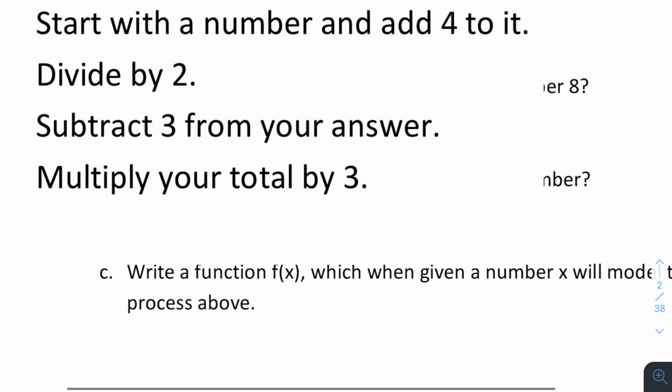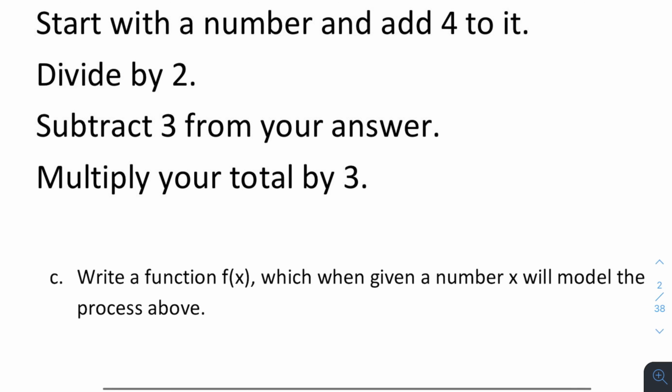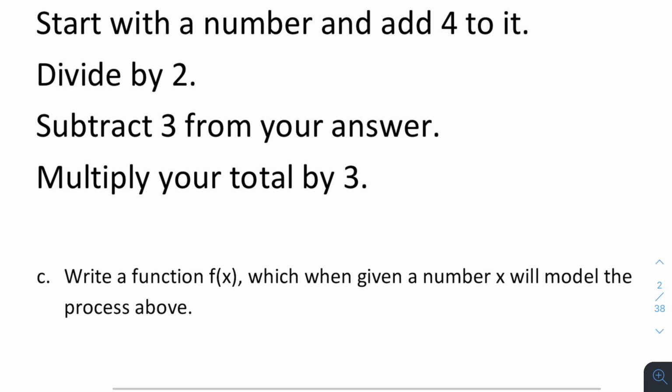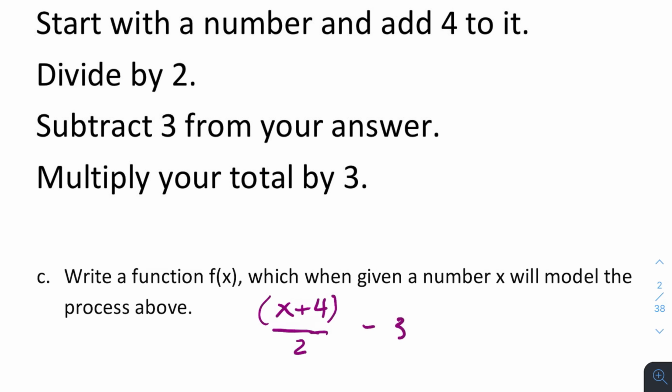So we're going to write a function that's going to model this process that we went through. So say that you start with just x for your number. The first thing we do to it is add 4. So that would model step 1. Then we take that result, the whole thing, and divide it by 2. We subtract 3 from that, and then we multiply our entire answer times 3.